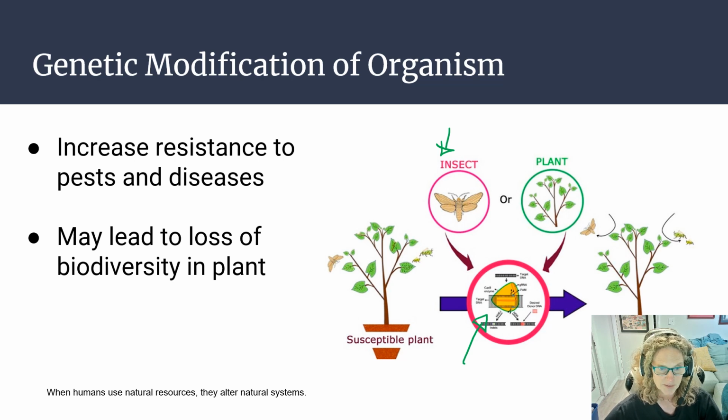So a susceptible plant, the bugs will be attracted to it and eat it, whereas a GMO, a genetically modified plant, either the plants make a chemical to make it not taste good to these insects, it's not attracted to, or it's just hard for them to eat it and digest it. So that's good for the crop, but it could lead to the loss of biodiversity in a crop or that plant.